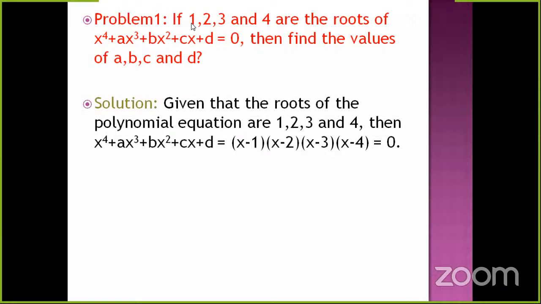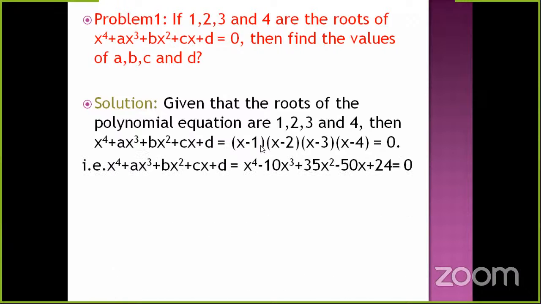What you know is, if the roots of the equation are given, we can reform that equation as x minus alpha 1 into x minus alpha 2 into x minus alpha 3 and x minus alpha 4. Given that the roots of the polynomial equation are 1, 2, 3 and 4, the biquadratic equation can be written as x minus 1 into x minus 2 into x minus 3 into x minus 4, which is equal to 0. By multiplying and simplifying, we get x power 4 minus 10x cube plus 35x square minus 50x plus 24 equal to 0.